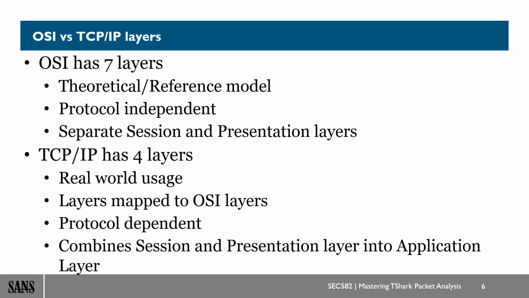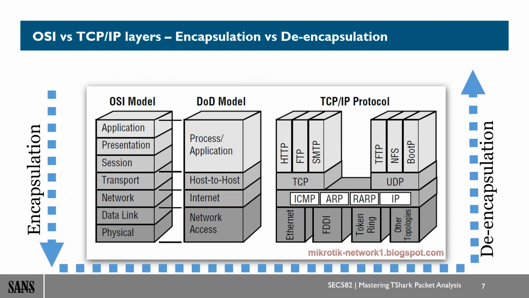Now, as you notice also, the OSI has 7 layers, but TCP/IP has 4. So what has happened is the TCP/IP model combines the session, presentation, and application layers into one. And this is basically what it looks like, right? We have the OSI model on the left here. We have the DoD or the TCP/IP model on the right.